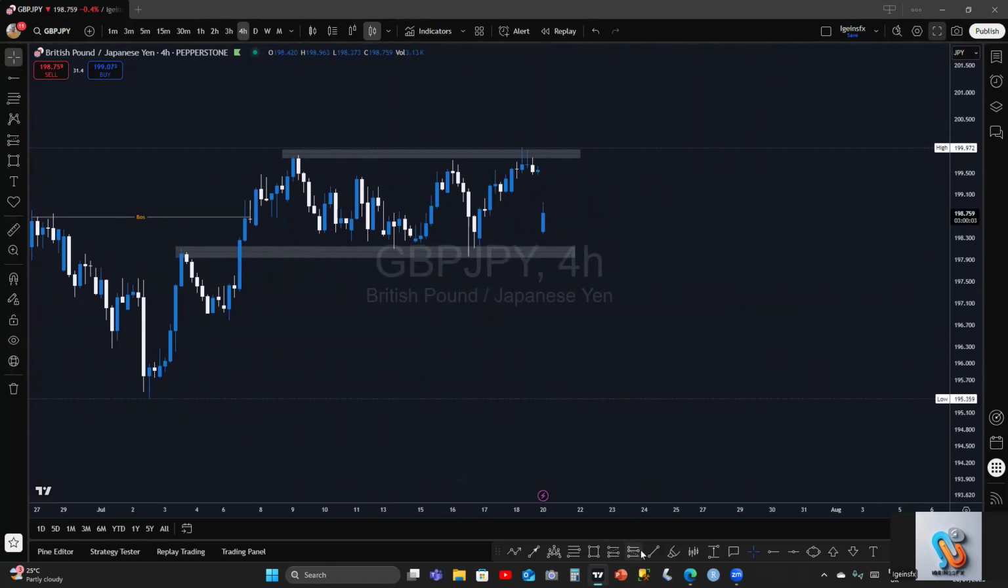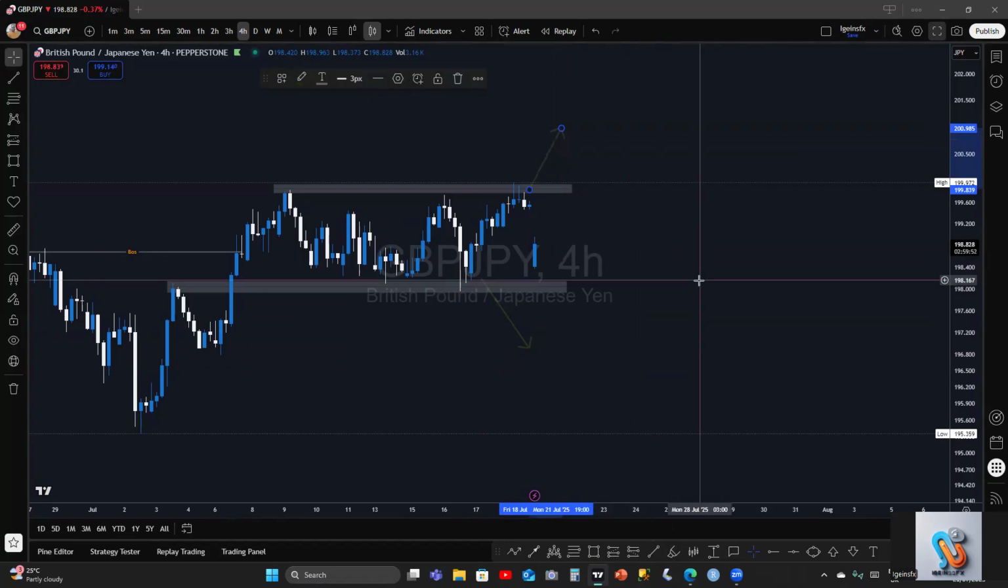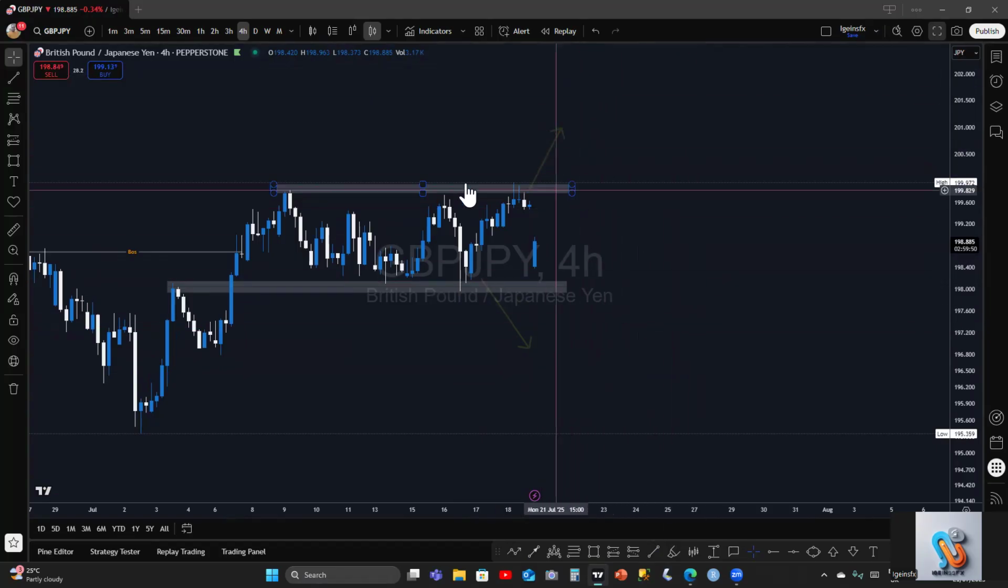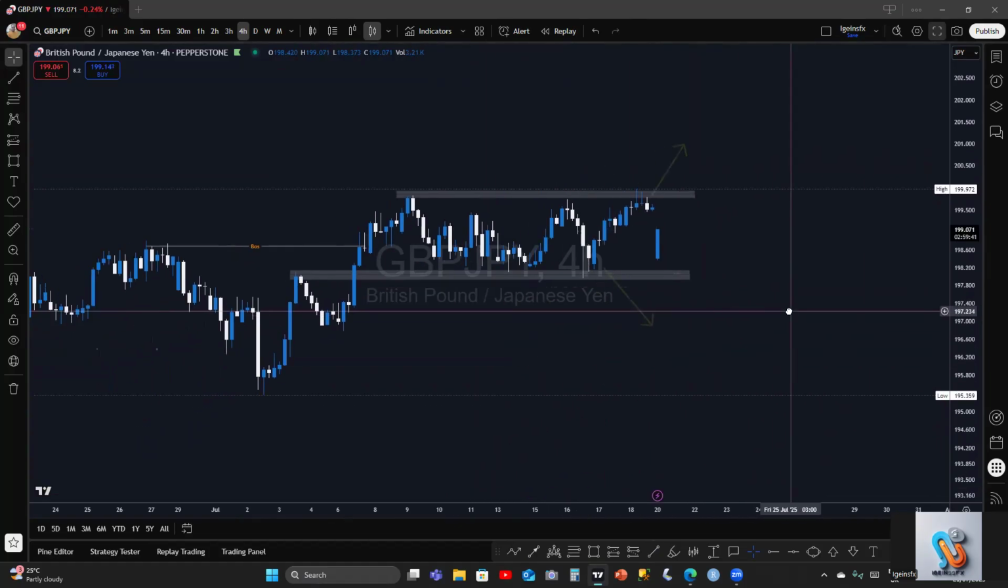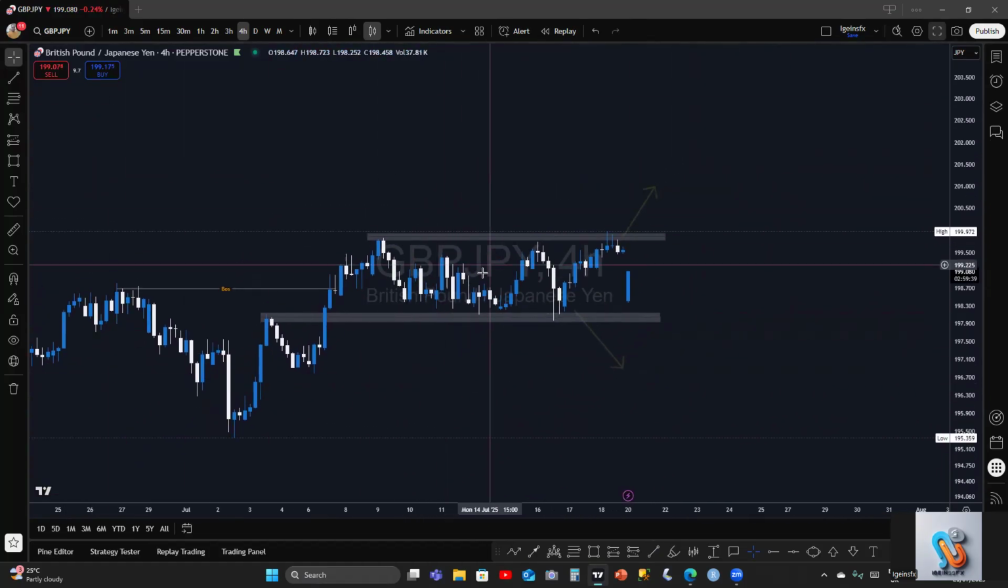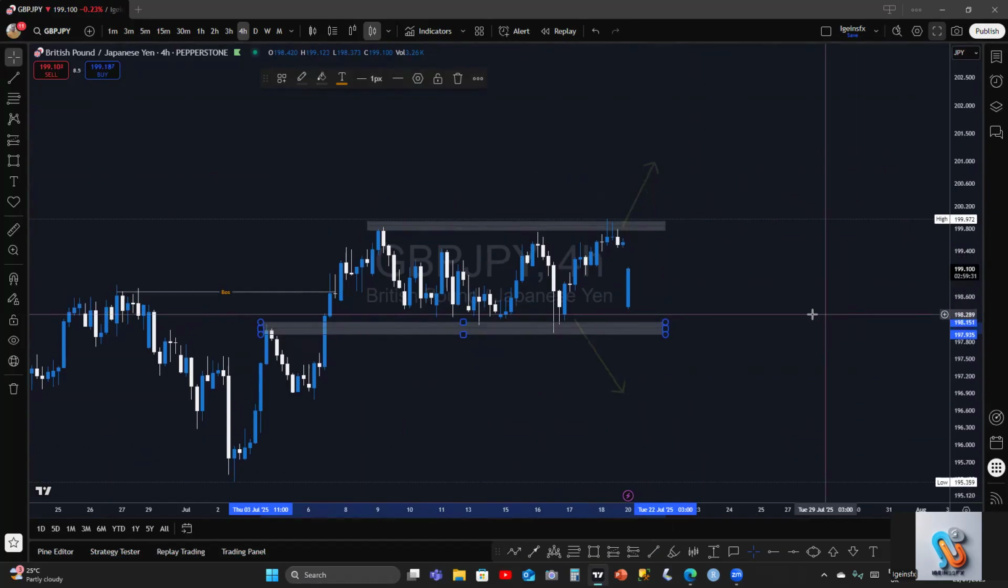If it breaks to the downside, we are going to sell. If it breaks to the upside, we'll buy. If it breaks and retests the high, we'll buy. If it breaks and retests the low, we sell rather. So that is just it about GJ, that is British pound, Japanese yen. You can see it's been in a range.